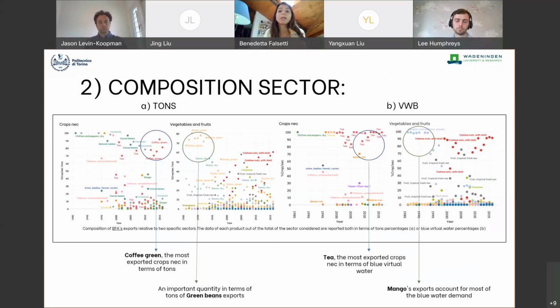As far as the vegetables and fruit sector is concerned, we can observe an important quantity in terms of tons exported of green beans until about 2004. After this date, the most important export seems to belong to the category of cashew nuts. And also in terms of water quantity, we can see that practically the entirety of exported virtual blue water was composed of mangoes until more recent years when cashew nuts dominated.